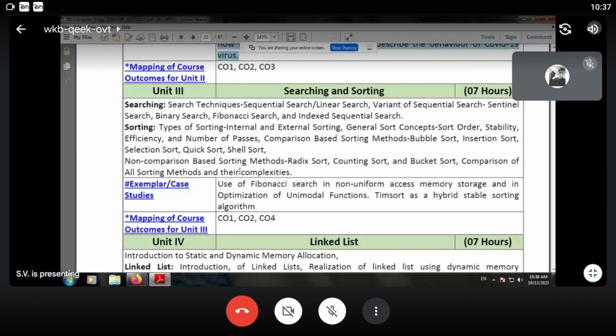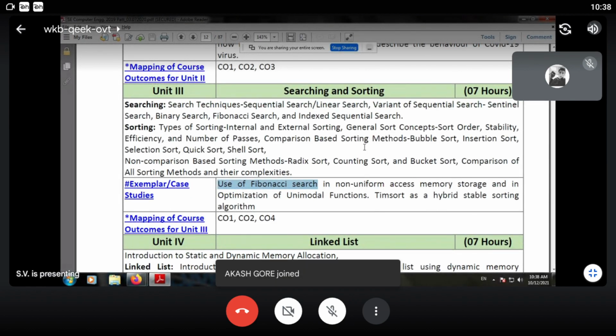Now let us come to unit number 3. Here it is the use of the Fibonacci series. Fibonacci series and Fibonacci search are one and the same thing, but here we are getting the upper bound and lower bound. When we say the Fibonacci series has two values A and B, we have to search within the upper bound and lower bound. If you don't find it within the range, then increase the range.